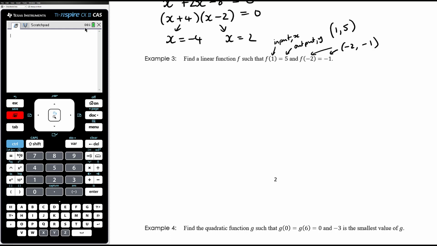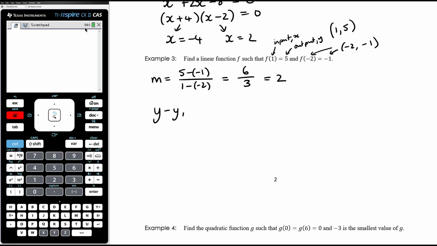So we want to find a linear function, and we've been given 2 points. Okay, so we want to find, for a linear graph, we need to find the gradient. Okay, so gradient is rise over run, 5 minus 1 over 1 minus 2. So that's 5 plus 1, which is 6, over 1 plus 2, which is 3. And so the gradient is 2. And then we can use either of our points to find the equation of the line.